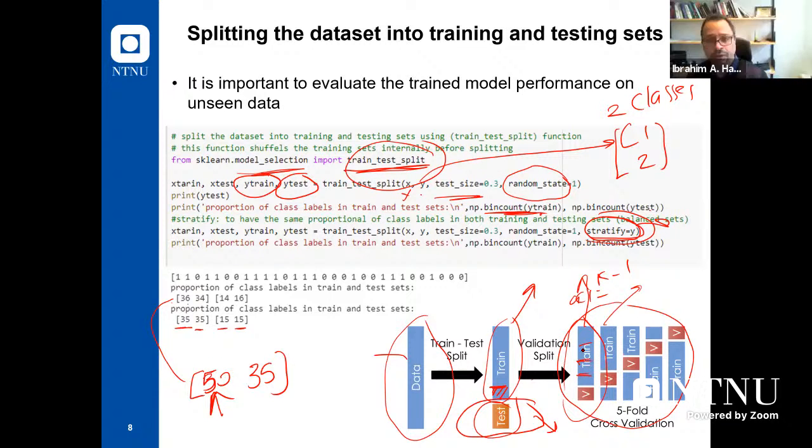So we will have here 5 blocks, 1, 2, 3, 4, 5. We will train with 4 and test with 1, and we will repeat this process until we have tested the model with the whole data set. I mean, the idea here is that we tested the model with all data points, right? So the accuracy here will be more realistic.